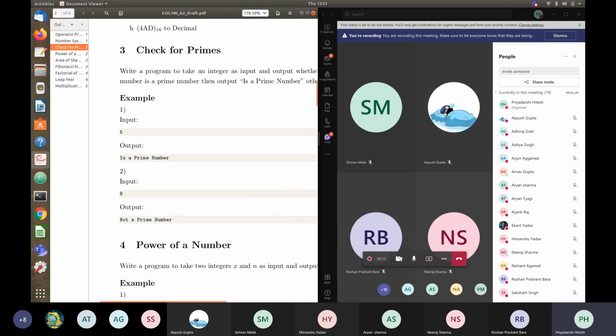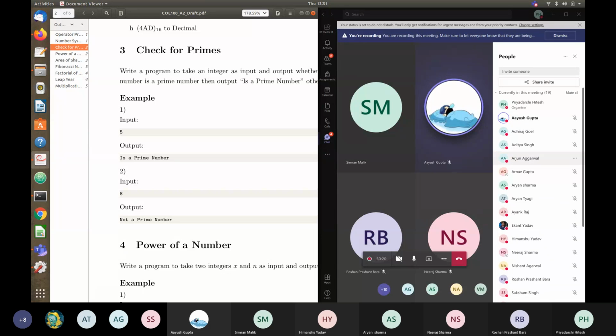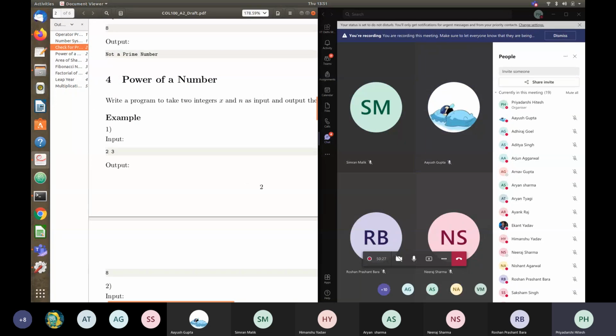Like how to check for primes? Sir, it's okay. I don't think we need help. Okay, fine. So let's move to another example.